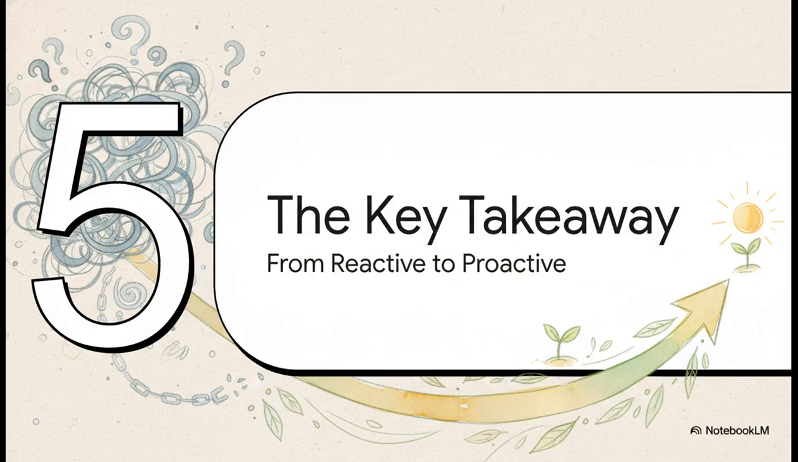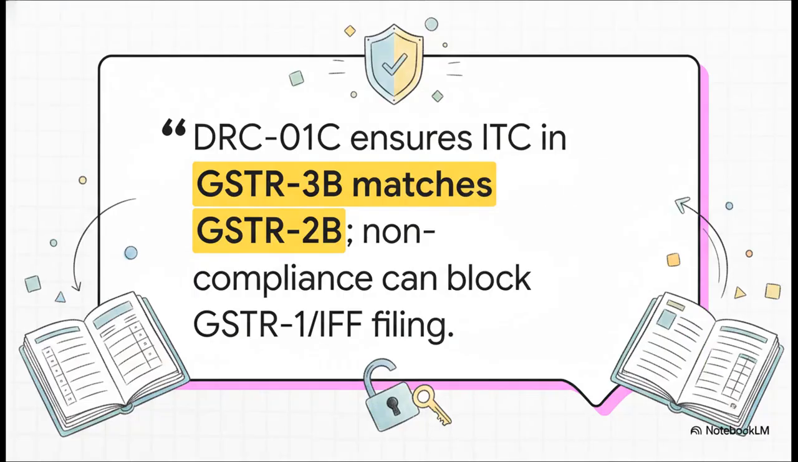So we've walked through the problem and we've walked through the solution. But the real lesson here, the key takeaway, is about shifting your mindset. It's about going from being reactive, just dealing with this notice when it shows up, to being proactive. This right here sums it all up, doesn't it? The whole point of this form is to make sure your claimed ITC matches your available ITC. When you really get that, you can stay one step ahead. It's not just about fixing a notice, it's about making sure your accounting is right from the start.